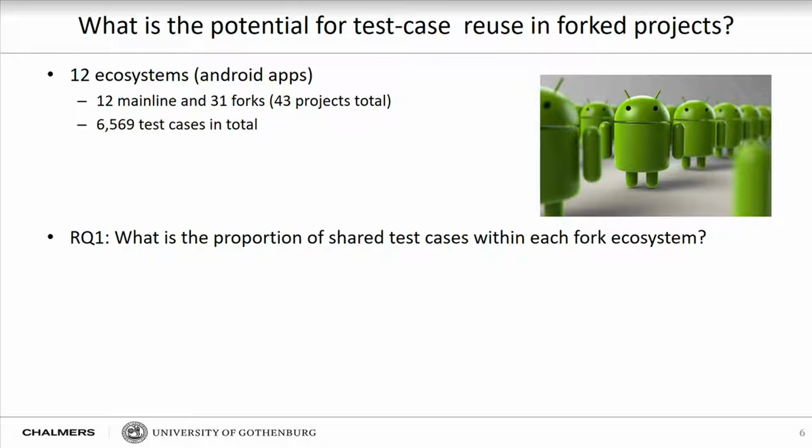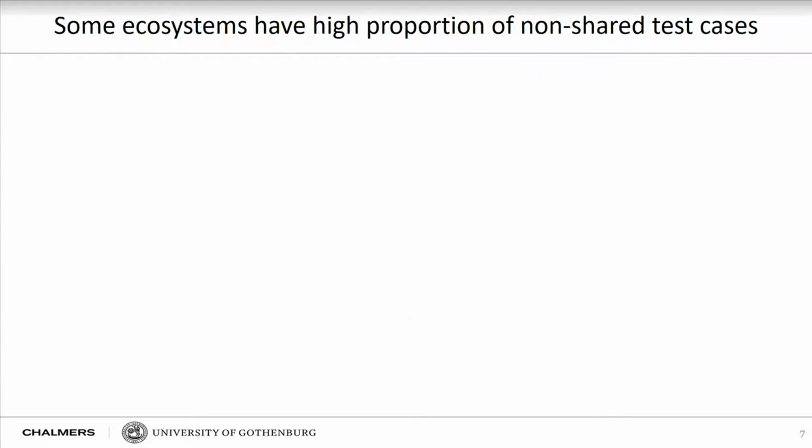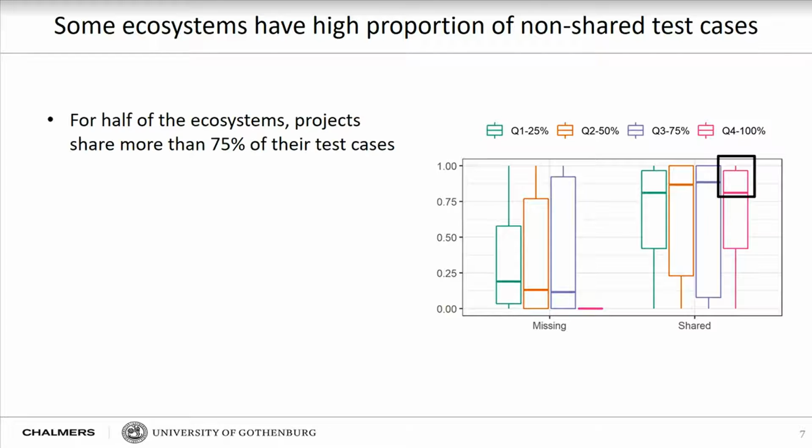What we wanted to understand was for each ecosystem, for each group of forked projects, what is the proportion of shared test cases? And then for the test cases that are not shared, what proportion of them has matching units under test in the projects where they're missing from? So we found that for half of the ecosystems, the projects in those ecosystems shared more than 75% of their test cases. And this is good news.